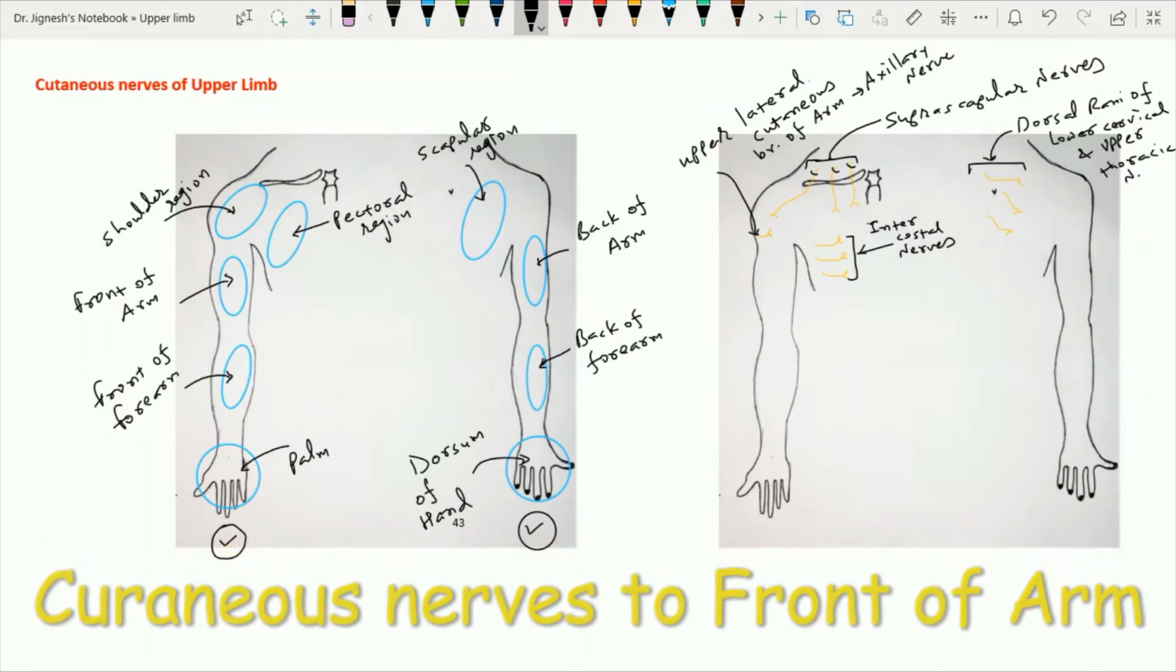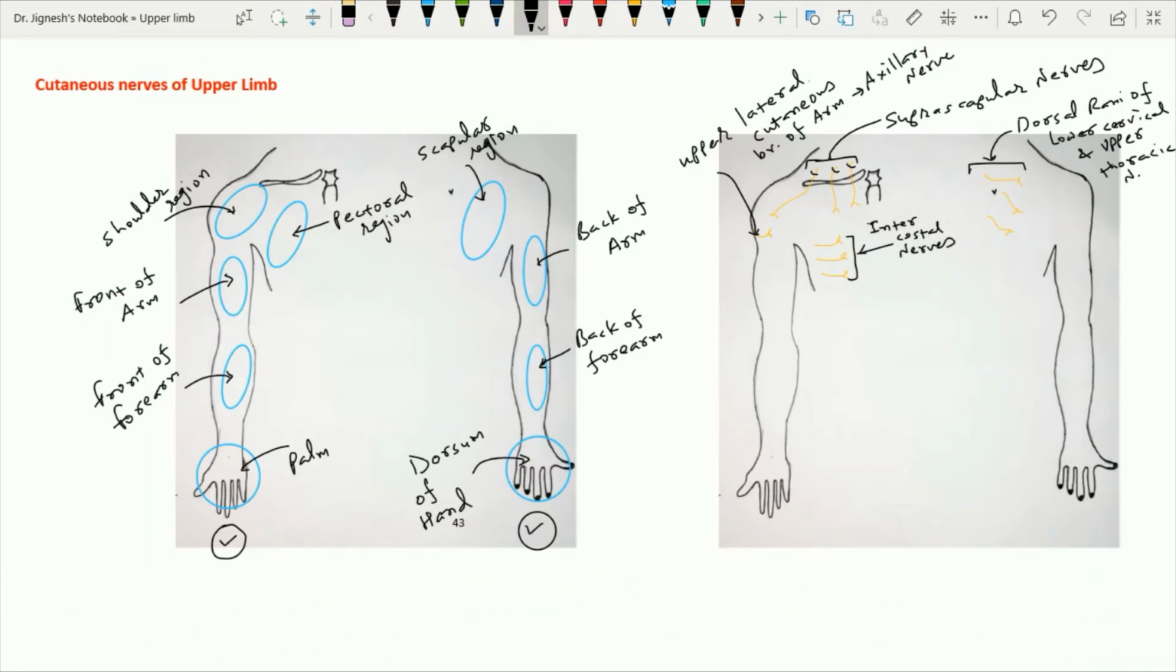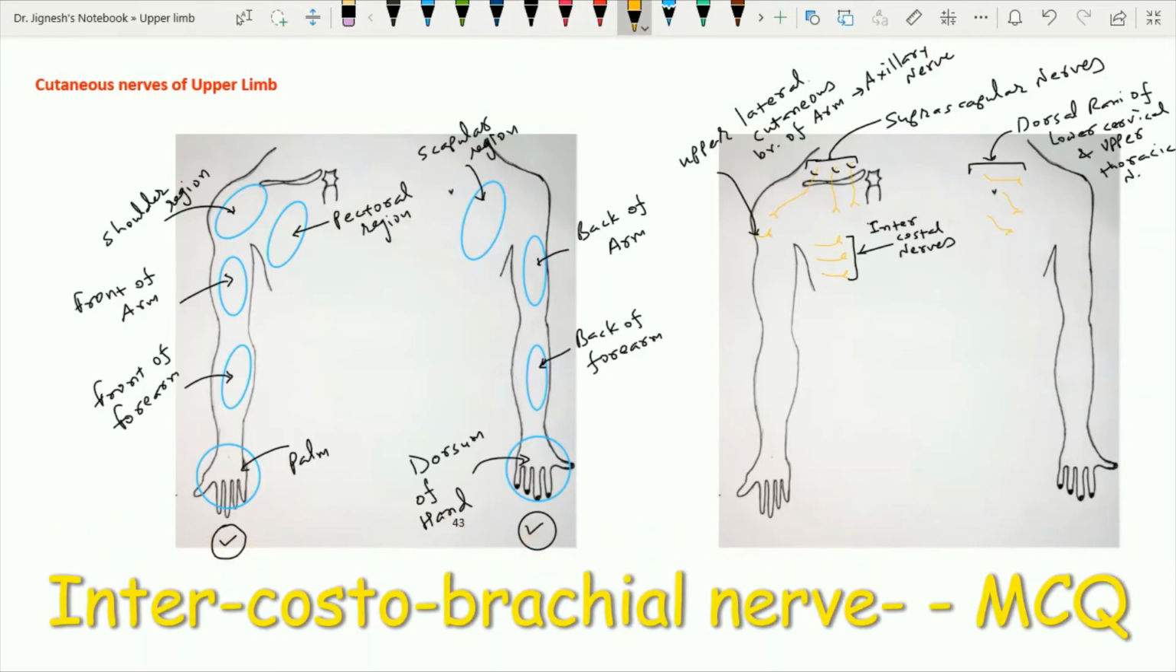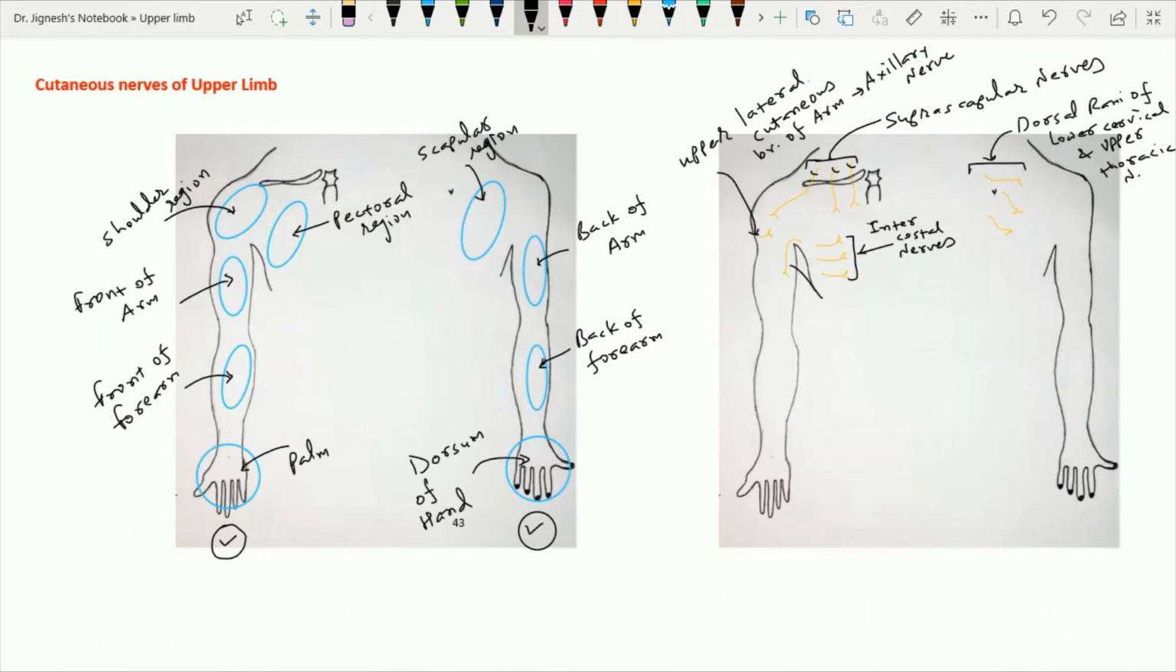When we see the cutaneous supply of the front of the arm, it is going to be supplied by one important nerve, and that is the intercosto-brachial nerve in its upper and medial aspect, and this is the undivided lateral branch of the second intercostal nerve. While it is also going to be supplied by the medial cutaneous nerve of the arm as well as the axillary nerve, which provides the upper lateral branch of the arm.